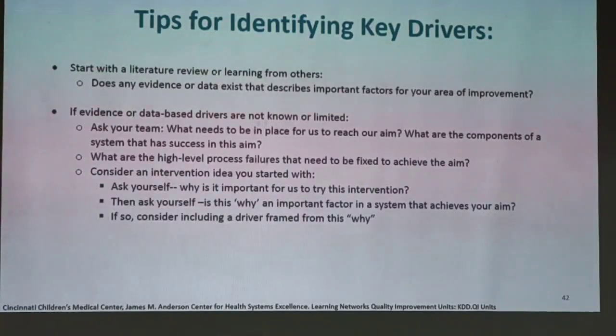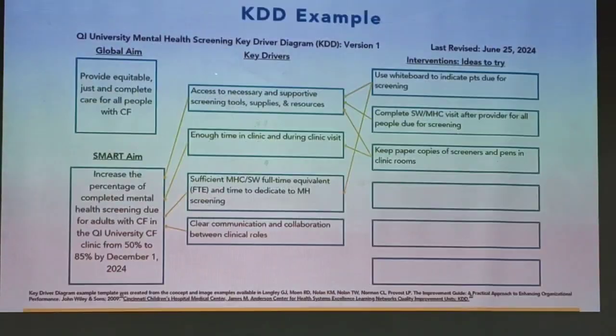Start with, when you're trying to think about what key drivers you should have, if there's literature out there already, do a literature search. See if other people have identified some important factors that you can then apply to your own situation. If there isn't evidence there, talk as a team. What are the things that we think might have had success here? What are high-level process failures that need to be fixed to achieve our aim? And think about those things together.